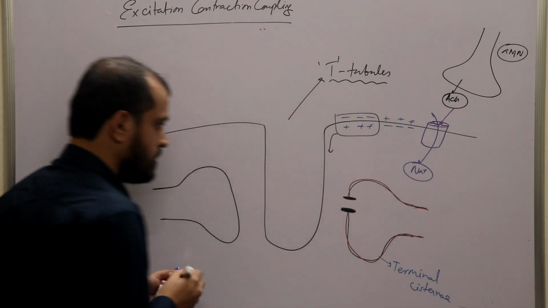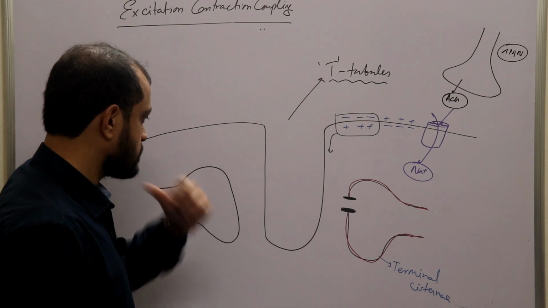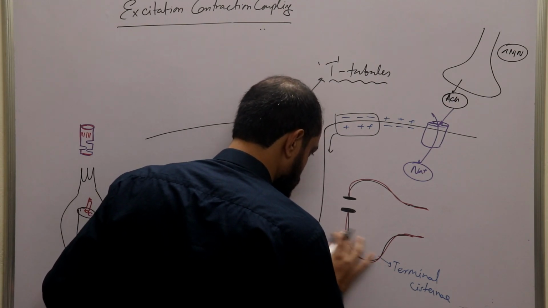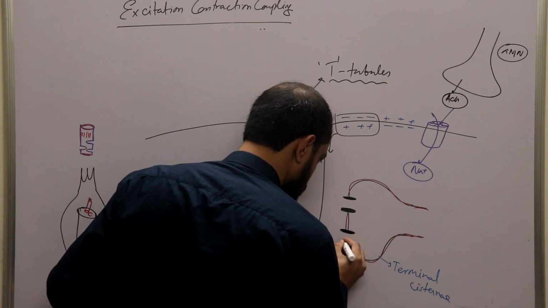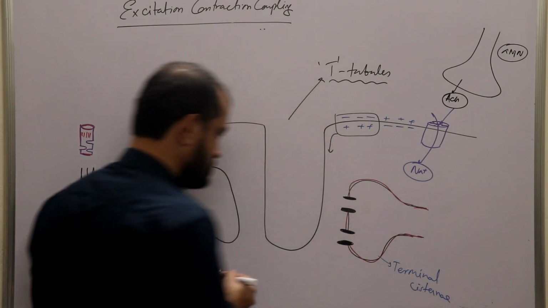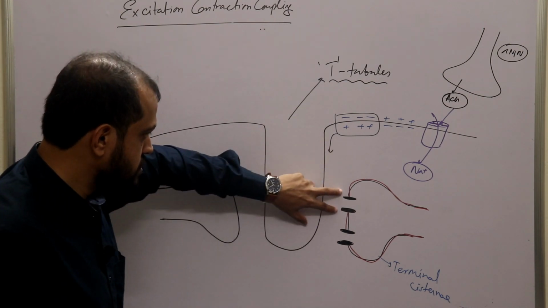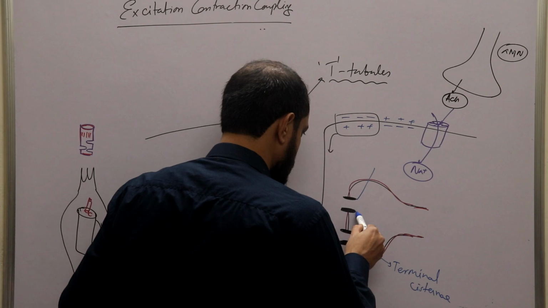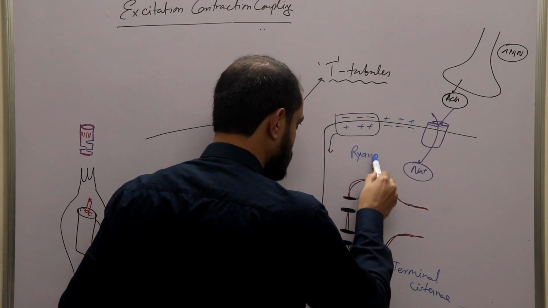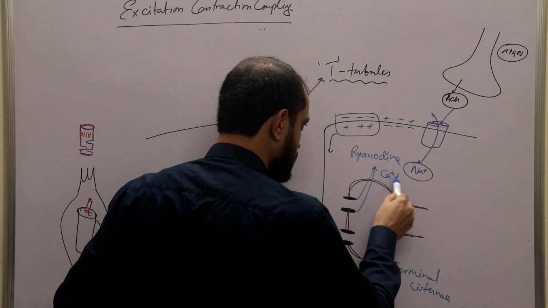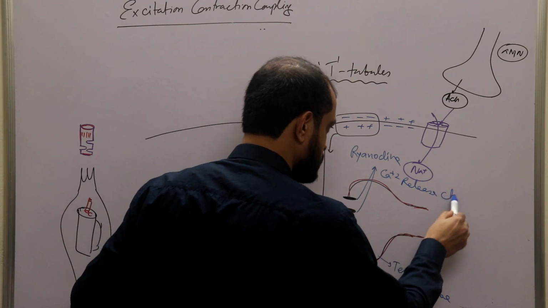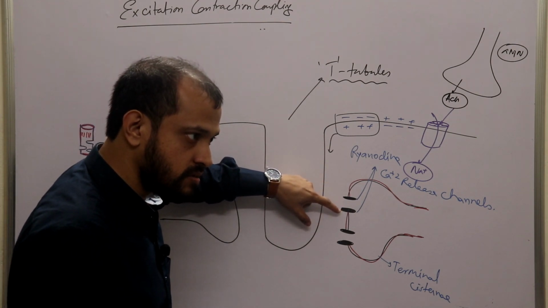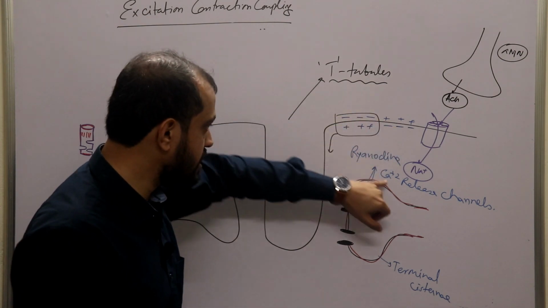Listen with all your attention. Okay, suppose these two proteins make a single unit. These two proteins are called ryanodine calcium release channels. Now listen with all your attention. These two proteins constitute a single channel, that is the ryanodine calcium release channel.